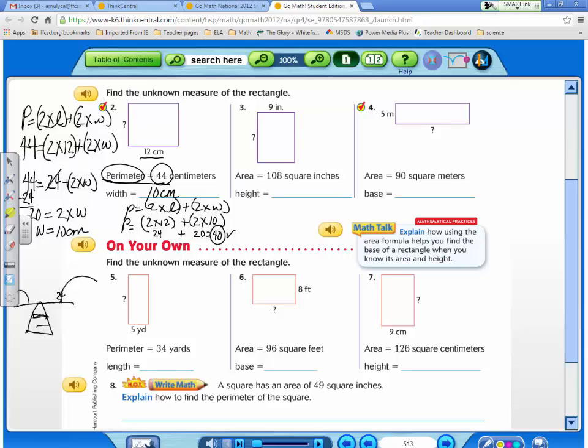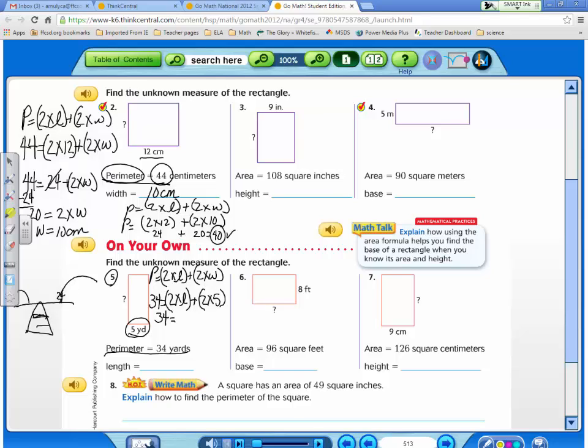Let's take a look at another perimeter problem, and then we'll do the areas. So number 5 is also a perimeter problem. So we start with our formula. P equals 2 times the length plus 2 times the width. Let's plug in what we know. They tell us the perimeter is 34. So instead of a P, we'll put in 34 equals 2 times the length. Well, we don't know the length, so we'll just put an L. Plus 2 times the width, and they give us the width is 5. So 2 times 5. Now we start solving.